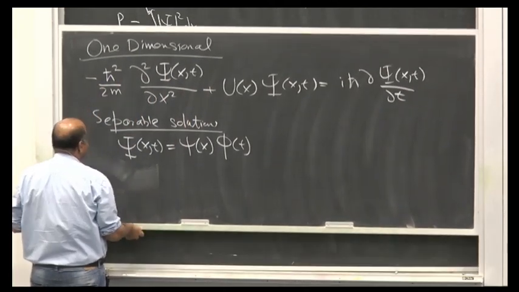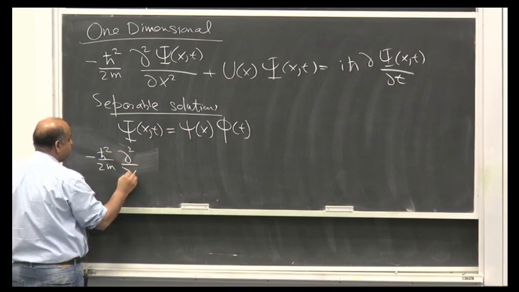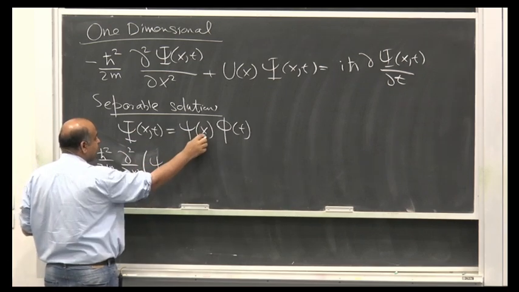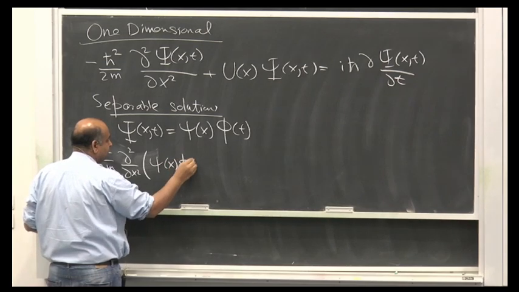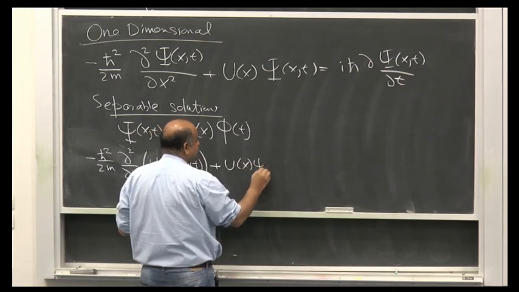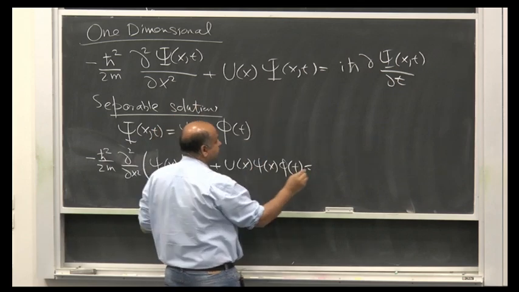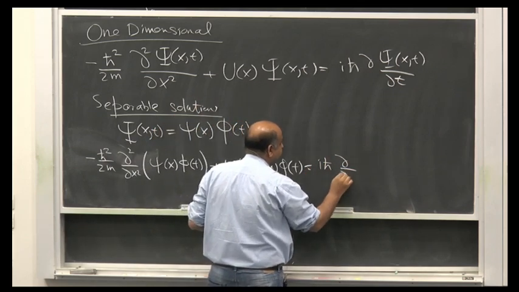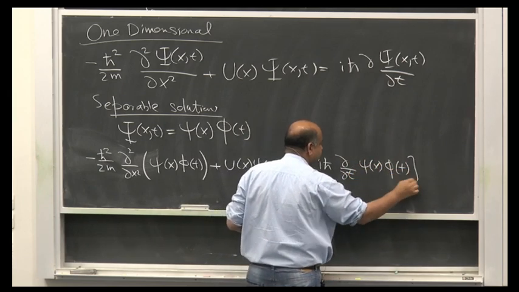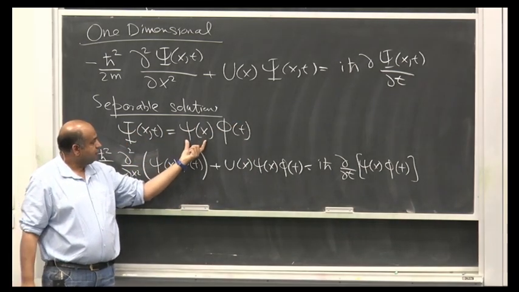So we get minus h cut square by 2m partial x square. So this is small psi, this is capital psi. This only depends on x. Psi of x, phi of t plus U of x, psi of x. This is the same Schrodinger equation. Just मैंने ये जो suppose किया solution इसको substitute कर दिया. So I suppose that this solution can be written as a product of this part and this part.